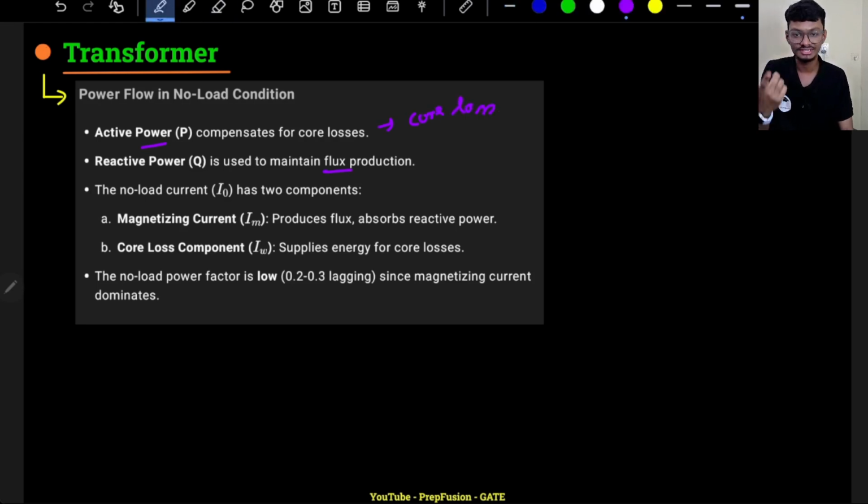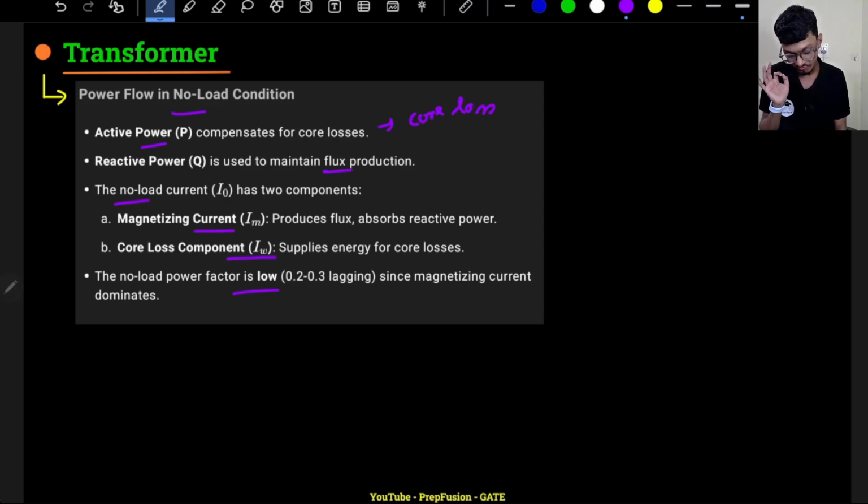What are the core losses? Hysteresis and eddy current loss. So this is the watt-full component. The active energy required to compensate these losses is known as the active power required in no load condition. And in no load condition, reactive power is the power required to maintain the flux. It is not like some active power is getting consumed there. No, it is the power required to maintain the flux, and we have discussed reactive power very well in AC analysis, so I am not explaining it here. So for no load, two components will be there: the magnetizing current and the core loss component.